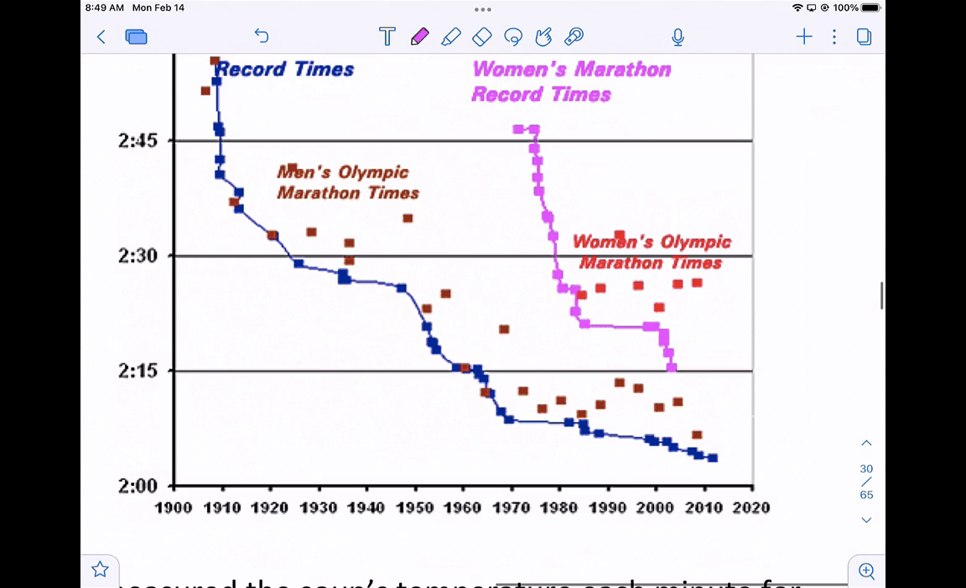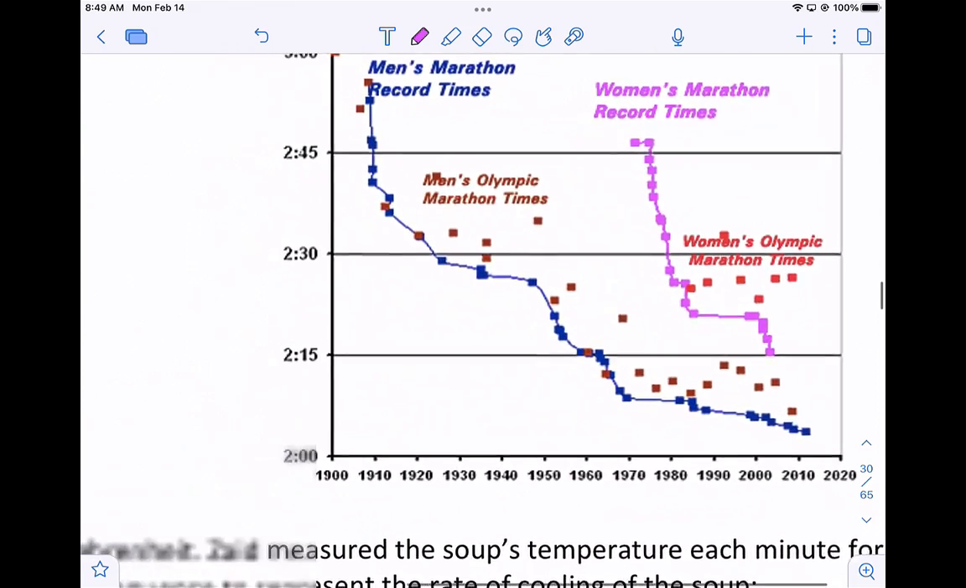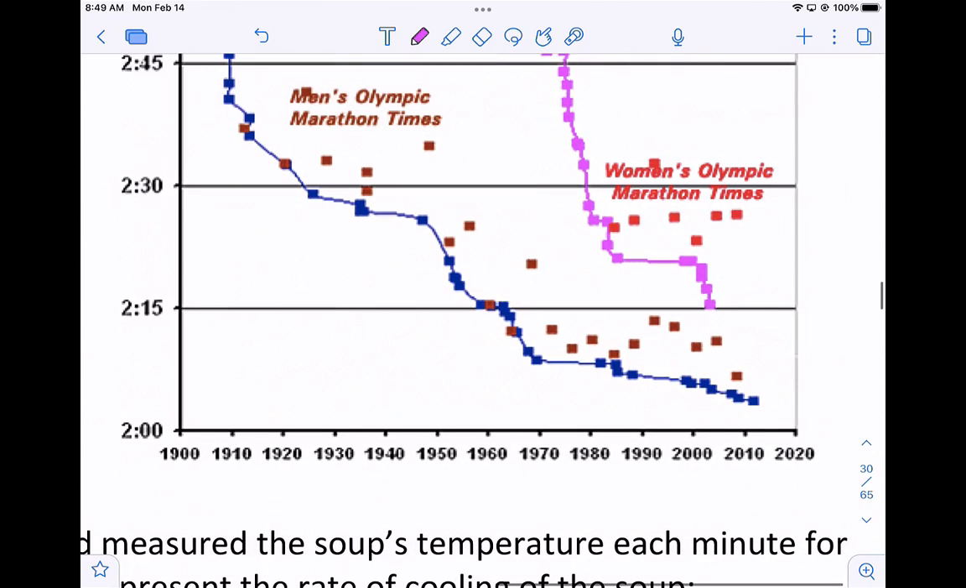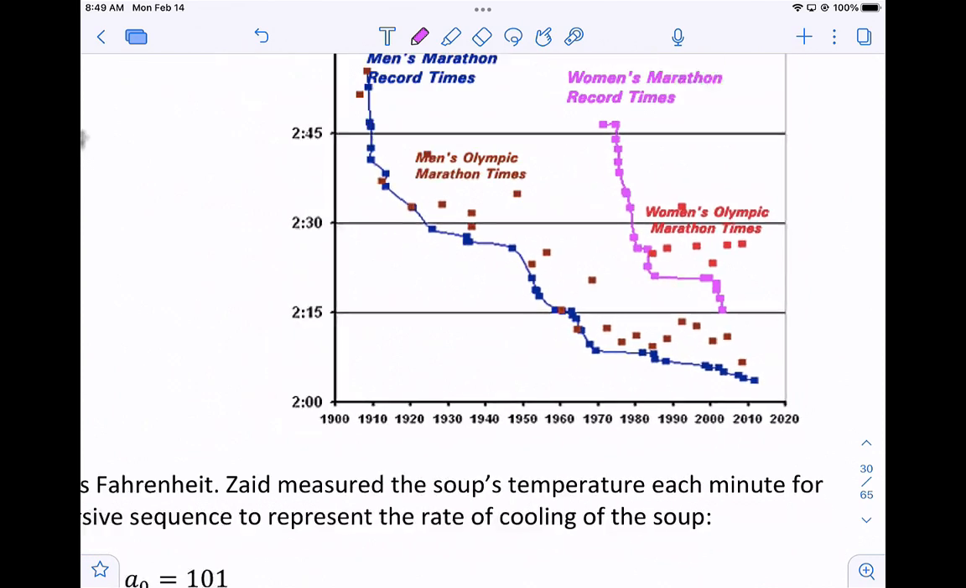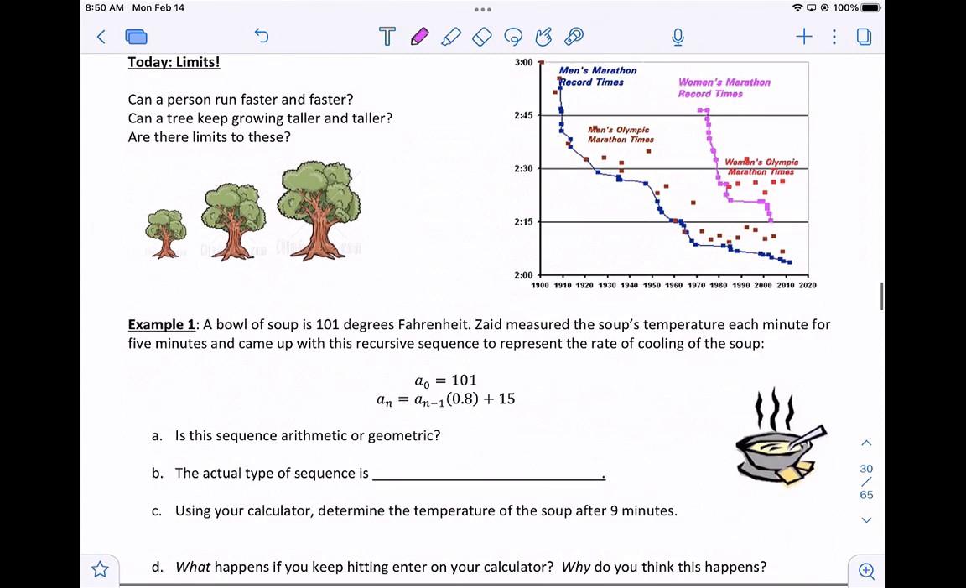And the question is, they keep decreasing. Is there a limit? Will it ever stop or will it keep decreasing? Is that possible? And this is hours, right? Marathon is 26.2 miles. And you can see that you can run it in like 2 hours. That's crazy. Okay. So let's take a look at the first example.